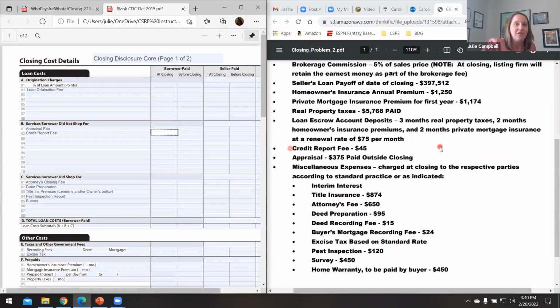So you guys can do it right. You'll calculate it right. But if you look at the solutions, you're going to say, why did they put the $45 over there? So the solution is wrong for some reason. But appraisal and credit report, both POC, paid outside of closing.